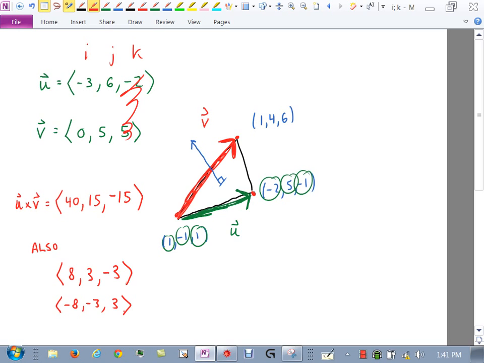Now, no one has asked this, but what if you had crossed it the other way? What if you had done V cross U instead of U cross V? If you did V cross U instead of U cross V, your answer would have come out negative of what you got the other way. So it would have been this. And that has to do with the right-hand rule, okay? Do I say that in here? I'm not sure if I even say that. I should talk about that. The cross product follows the right-hand rule.